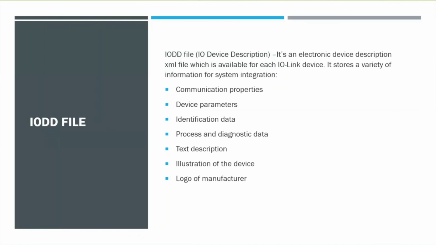And all these device parameters are actually organized in indexes and sub-indexes so that your master blocks can easily understand them. And another thing, you will always find these IODD files on the manufacturer website. And if you have trouble getting that, then there's a repository on the IO-Link website itself where you can download it.